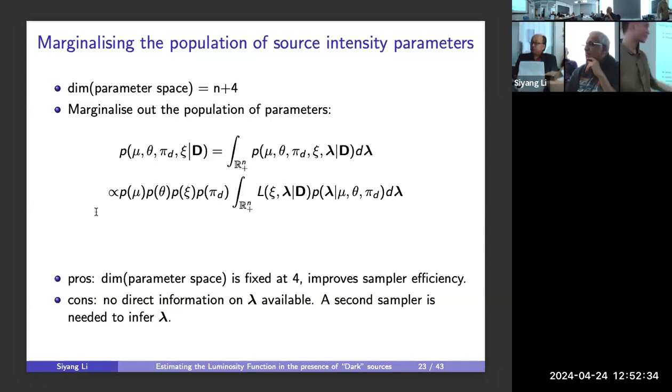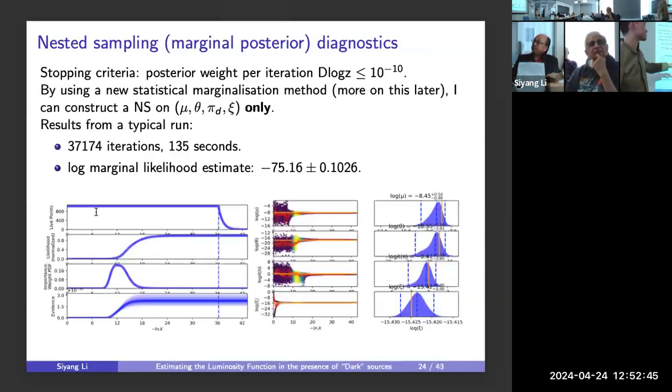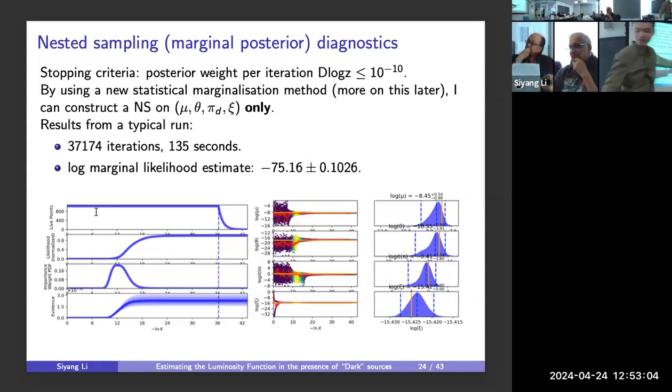So for this, models having the source intensity parameters marginalized out, and somehow I managed to do that integral, but I will leave that to the second part of the presentation. So I just ran another nested sampling using dynesty again, and here are the results. As you can see, these trace plots converge faster than the previous trace plots.